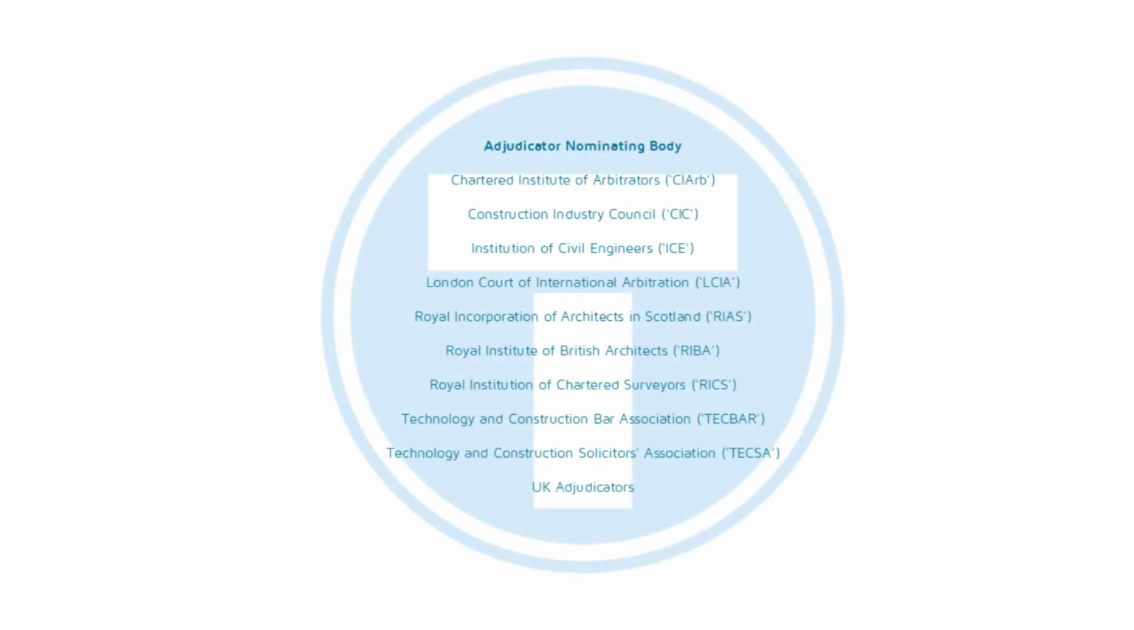The adjudicator may be a person that has been agreed between the parties in advance, or the parties may agree to the person being nominated by a professional adjudicator nominating body. Here is a list of 10 nominating bodies. The Chartered Institute of Arbitrators, the Construction Industry Council, the Institution of Civil Engineers, the London Court of International Arbitration, the Royal Incorporation of Architects in Scotland, the Royal Institute of British Architects, the Royal Institution of Chartered Surveyors, the Technology and Construction Bar Association, the Technology and Construction Solicitors Association, and the UK Adjudicators.